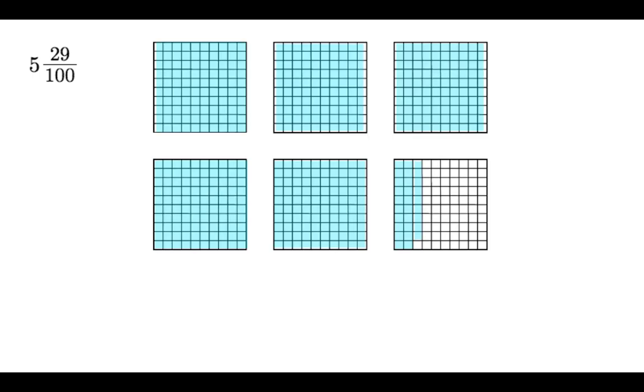Here we have 5 and 29 hundredths. Well, as you can see, we have 5 wholes, and then we have 2 tenths, so a 2 would go in the tenths place. And then over here, we don't have another column shaded or rod shaded, so that is not another tenth, it's just 9 hundredths. So we would write a 9 in the hundredths place. To say this, you would say it 5 and 29 hundredths.